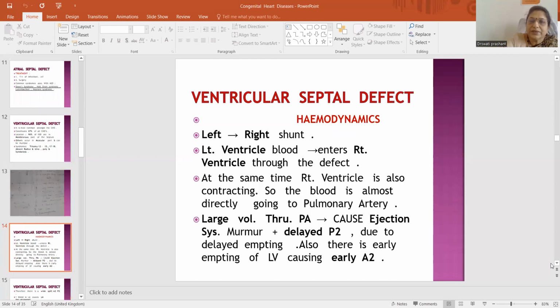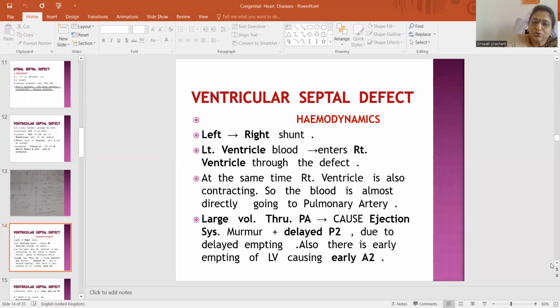So, ventricular septal defect hemodynamics. There is a left to right shunt between the left ventricle and right ventricle. Blood from the left ventricle enters the right ventricle through the defect, leading to a murmur. At the same time, the right ventricle is also contracting, so the blood goes almost directly to the pulmonary artery. This left ventricle to right ventricle shunt will lead to a pansystolic murmur.